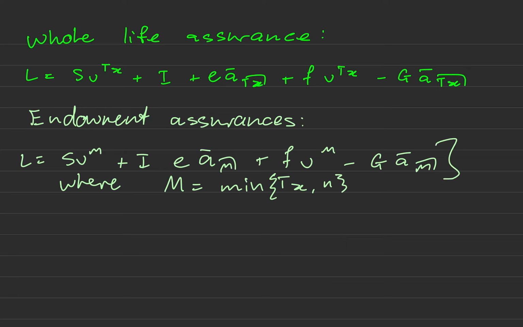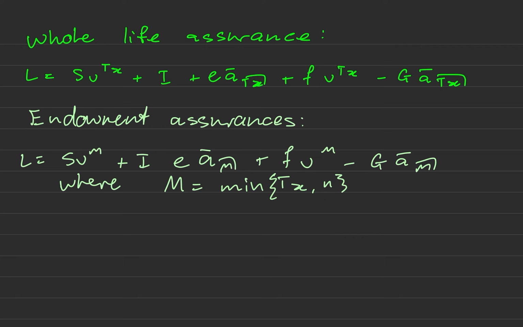Okay, so we understand why it takes this form because I've explained this, but why now am I using m to be the minimum of Tx and n instead of just Tx like I did for whole life assurances? Well, now that I'm dealing with endowment assurances, my death benefit should be paid either on death during the term, Tx, or on survival to the end of the term, n, whichever one happens first, which is why I take the minimum.